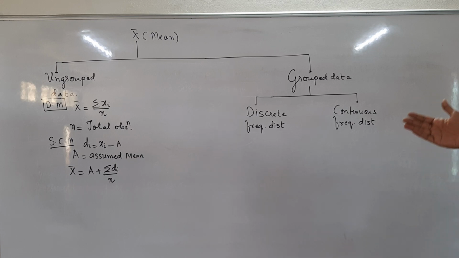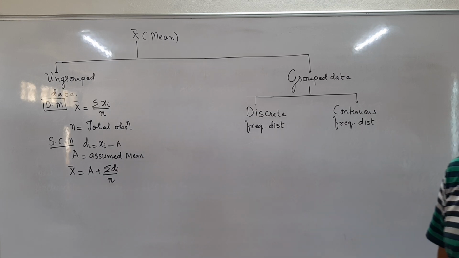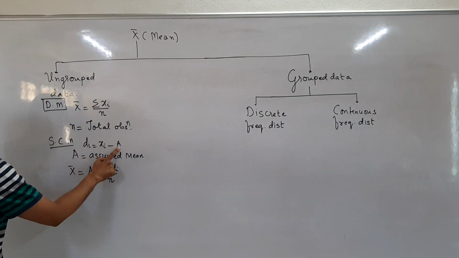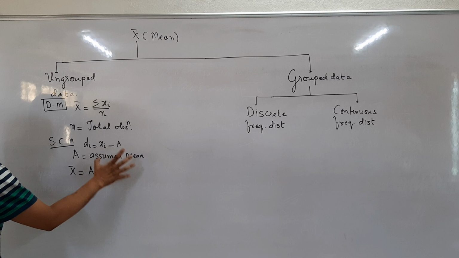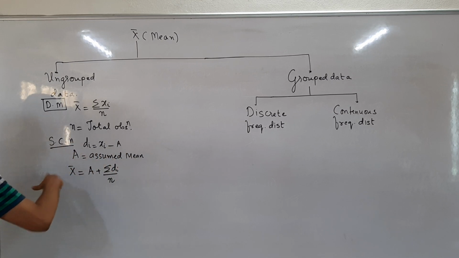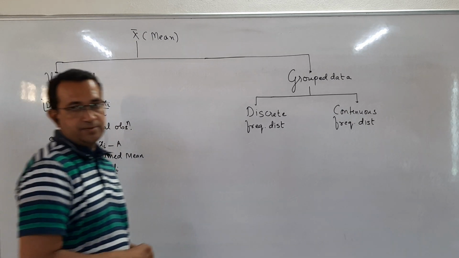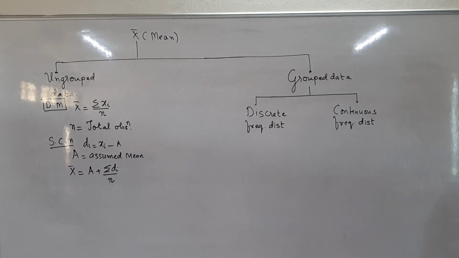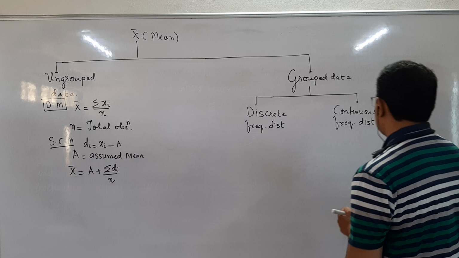Now, students, I will demonstrate the method, so you need not worry. Many of you don't know what di is. di is the difference between observation xi and assumed mean a. We will do the sum, not for ungrouped data, but for grouped data. But this will be easily demonstrated. And generally, for ungrouped data, we prefer DM, that is, the direct method.